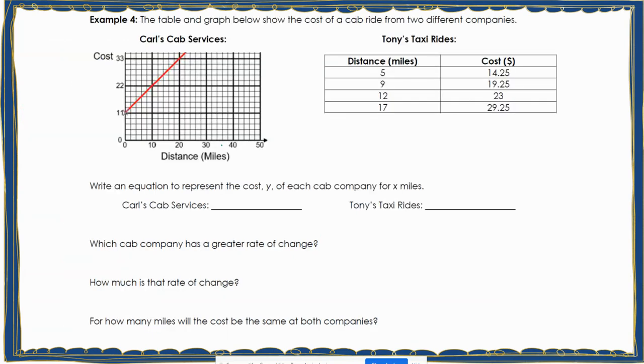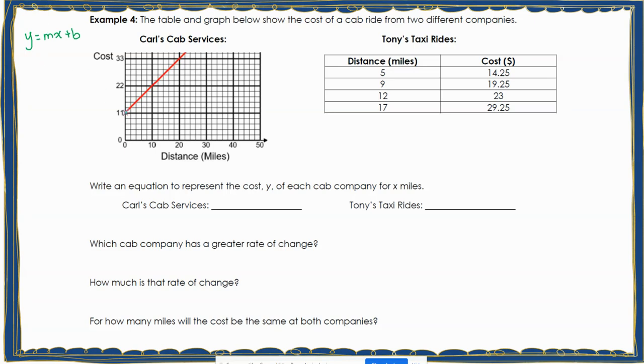All right, let's look at example 4. The table and graph show the cost of a cab ride from 2 different companies. So you see Carl's cab service and Tony's taxi rides. We want an equation to represent each cost. Well, let's start with Carl's cab ride. Remember that our equation is in that form y equals mx plus b, so we've got to start with slope.